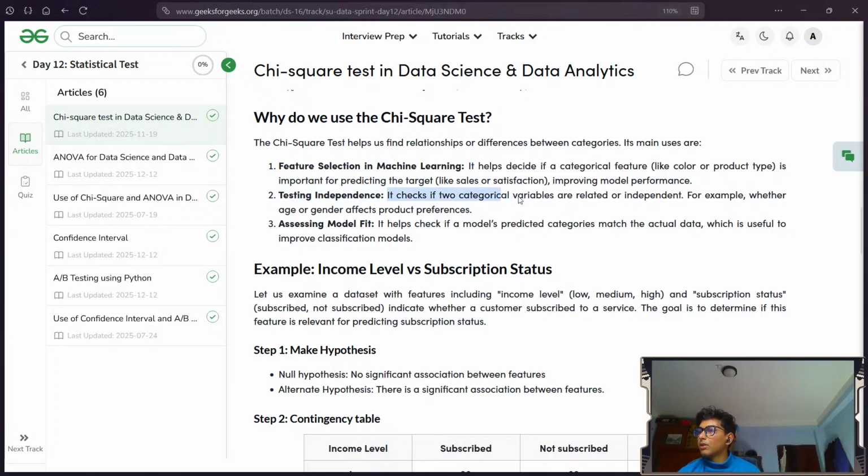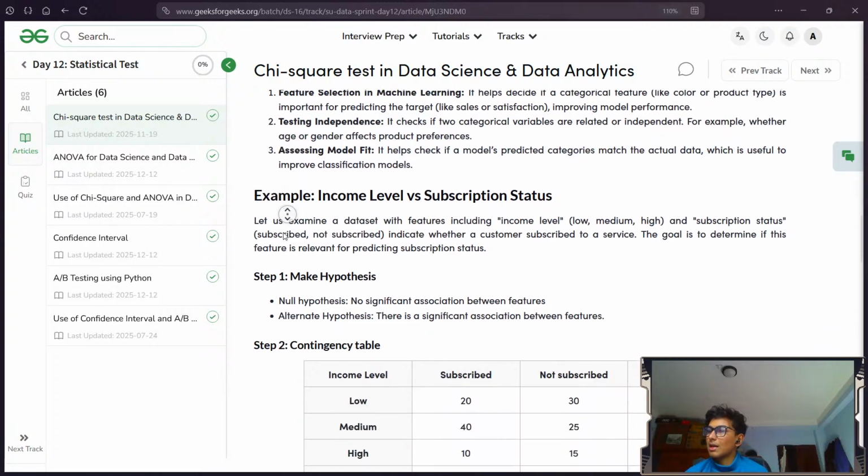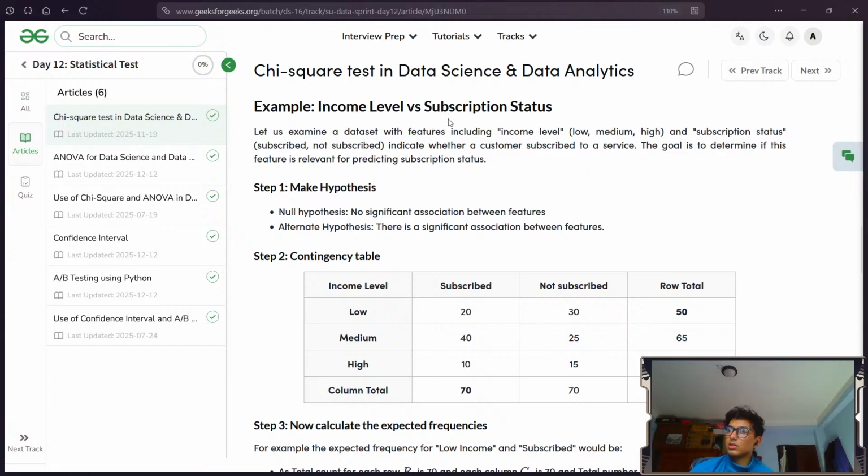It checks if two categorical variables are related or independent. For example, whether age or gender affects product preferences. Assessing model fit: it helps to check if a model's predicted categories match the actual data, which is useful to improve classification models. Example, income level versus subscription status.